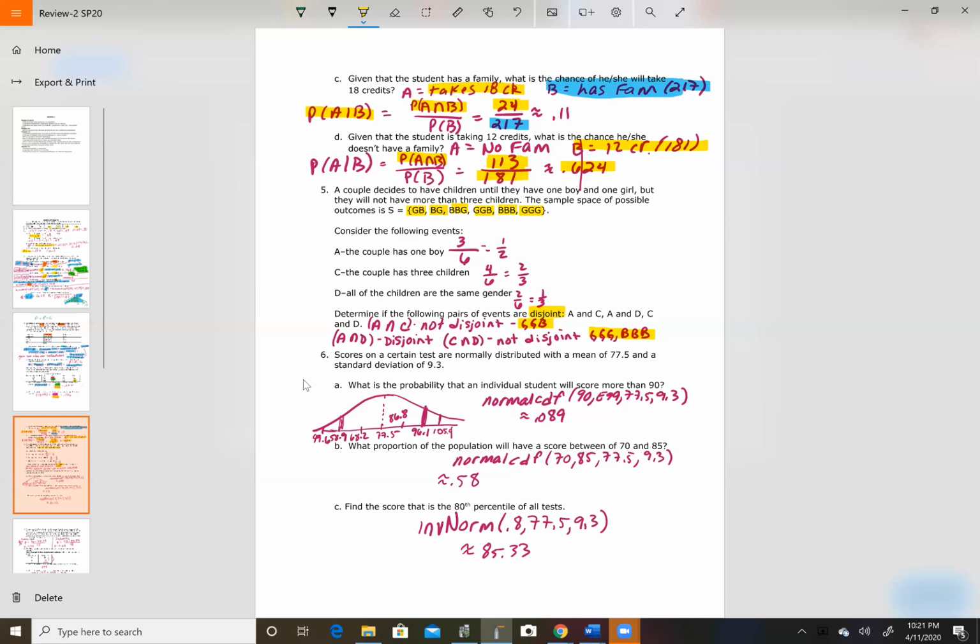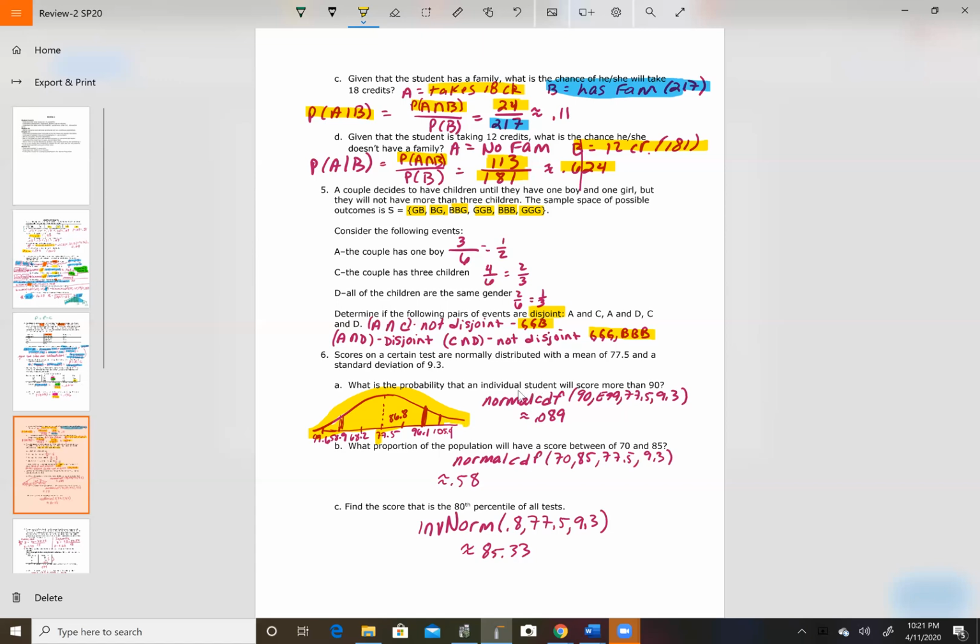Question 6: scores on a certain test are normally distributed with a mean of 77.5 and a standard deviation of 9.3. So I went ahead and drew the normal curve. You don't have to do this whole thing, I just wanted you to see it. There's my mean. If I add 9.3 once, I get 86.8. If I add it twice, I get 96.1. Add it 3 times. Subtract 9.3, subtract 9.3, subtract 9.3. So there's my normal curve given this spread.